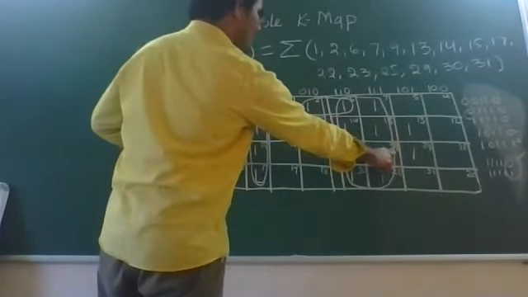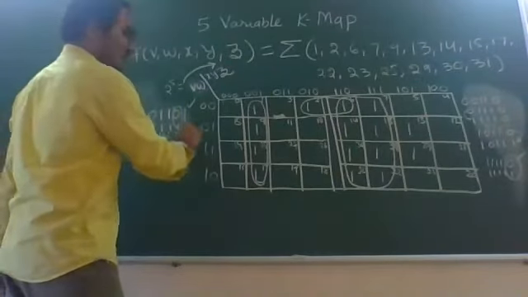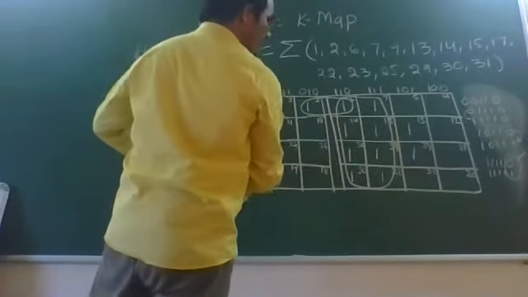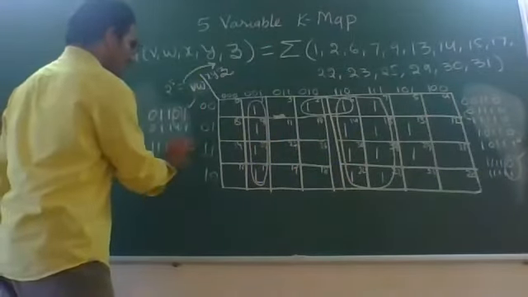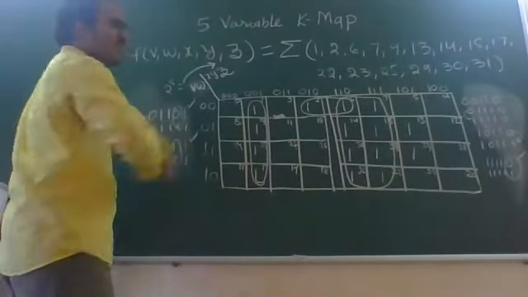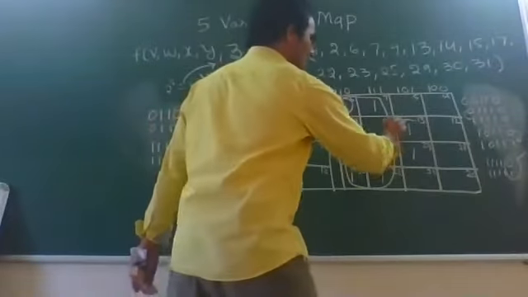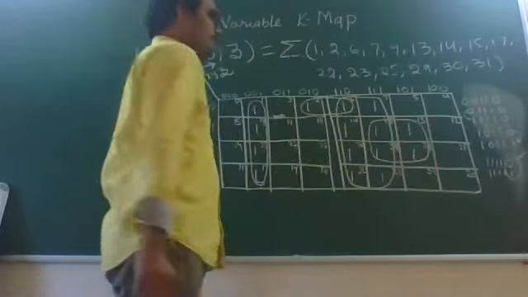Of course, 31 and 29 are also adjacent. 31 is written as 1, 1, 1, 1, 1. And 29 is 1, 1, 1, 0, 1. There is a one position change. So these two are also adjacent. So we will get another quad from the K-map minimization.